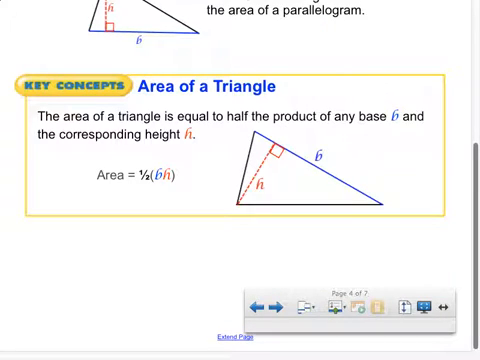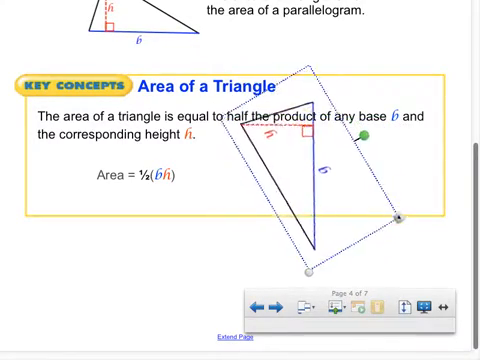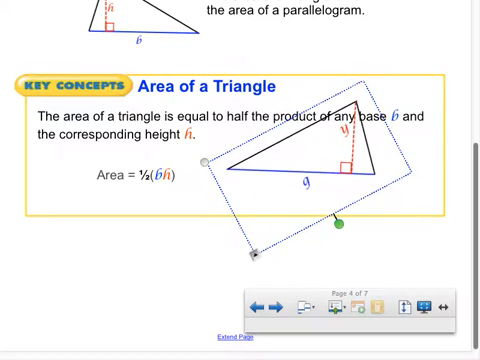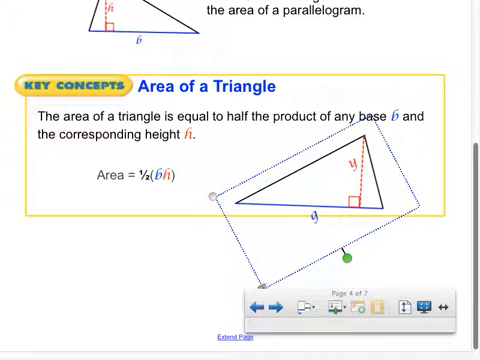Now, going over here, take a look at the key concept. The area of a triangle is equal to half the product of any base and the corresponding height. And here's the formula, and here it's written a little differently. But what I want you to see right now is some of you guys slipped up on the quick check because of the way they rotated the picture. So I'm going to rotate this around. Do you guys see how you have to be careful? You have to look at the orientation of the picture, not let that confuse you. You still have to figure out which is the height and which is the base.